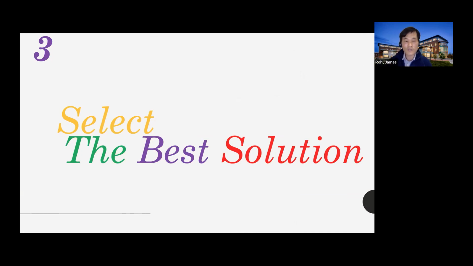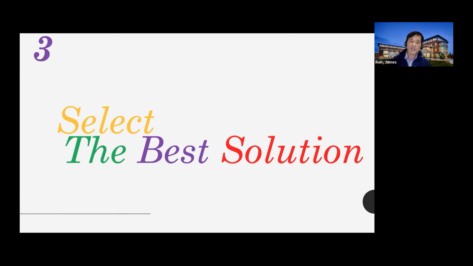Let's now move on to the next topic, that is select the best solution. Now you have seen what alternatives you have from the first stage and second stage. Now you check the impact of that using DOE, design of experiments. Now it's time for you to select the best solution, because it might be difficult for you to implement multiple solutions at the same time. So you might have to implement one at a time.